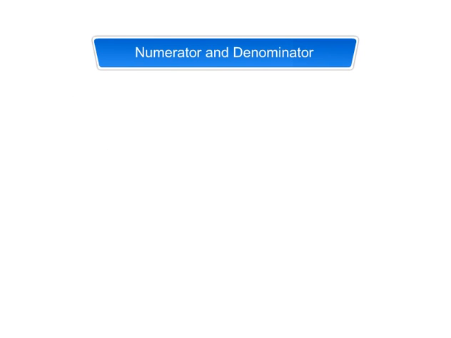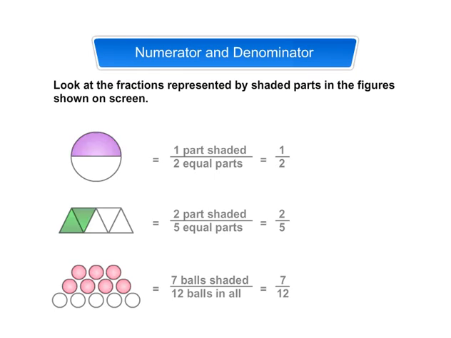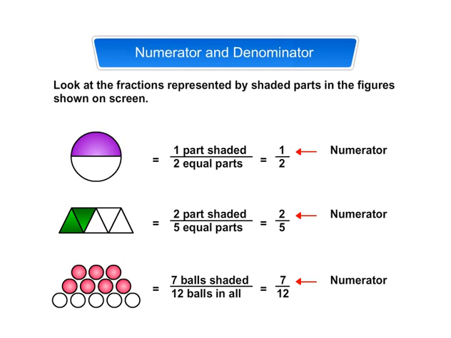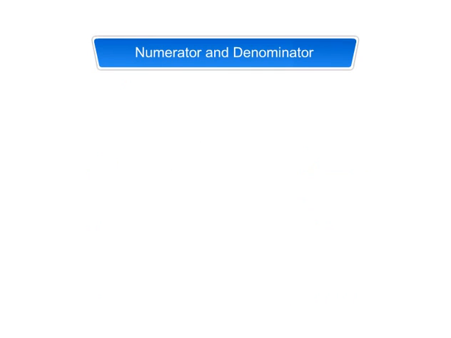Let us understand the terms numerator and denominator. Look at the fractions represented by shading parts in the figures shown on the screen. Here each fraction has 2 numbers separated by a rule. The number above the rule is called numerator. The number below the rule is called denominator.